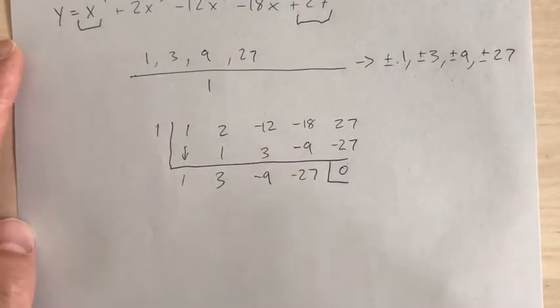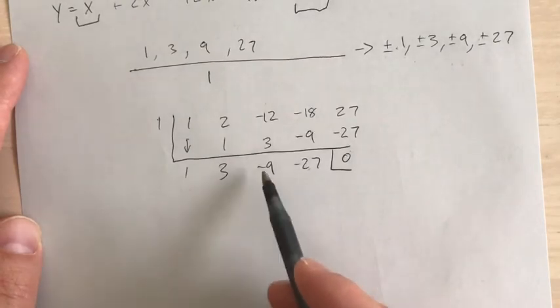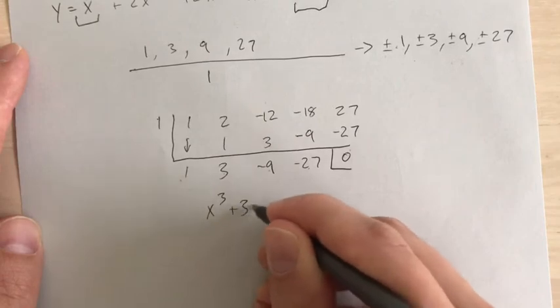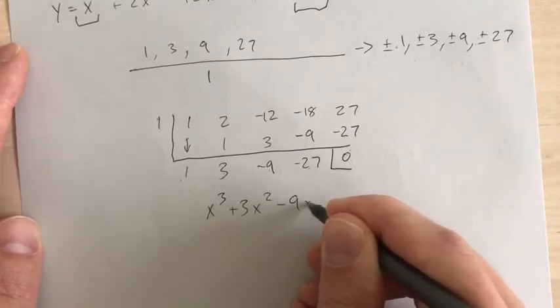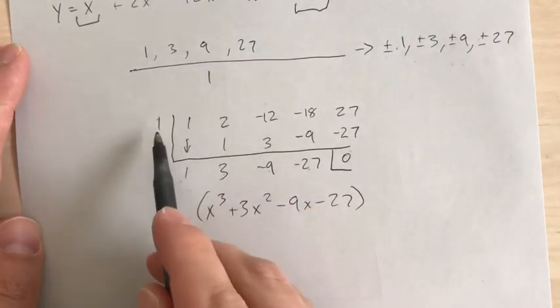Nice. So I'm going to break this down a little bit. So I'm going to write this as the answer. This would be the number x squared, x cubed. So it would be x cubed, 3x squared minus 9x minus 27. And then I need to write that in factored form.